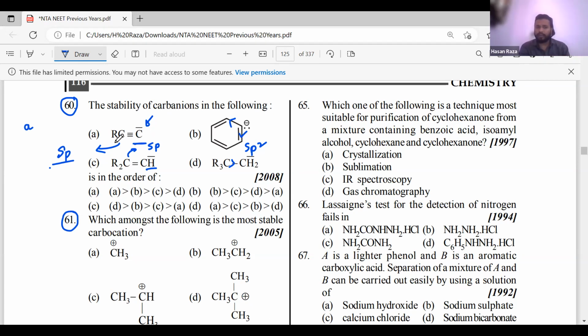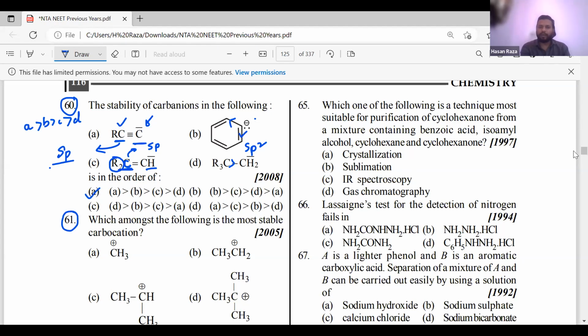It will not take electrons because it already has a lot of electrons. Electron pull is increased, so it will easily be withdrawn by this sp, then this sp2. This is also sp2, but it is surrounded by R2, that means it will also donate. R is an alkyl group, with a plus I inductive effect. So A, then B, then C, and then D. So the answer will be A.